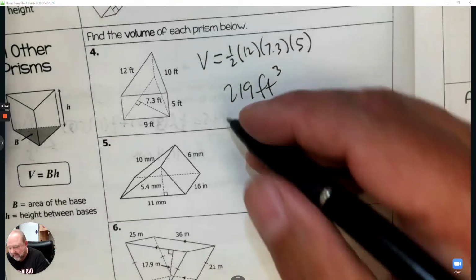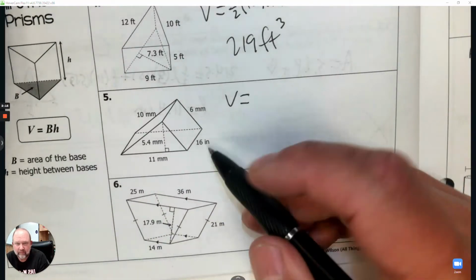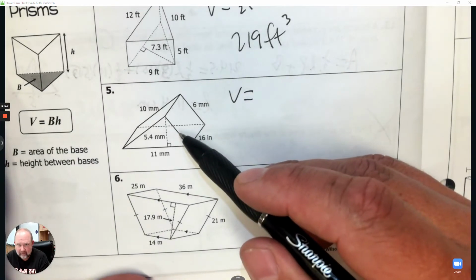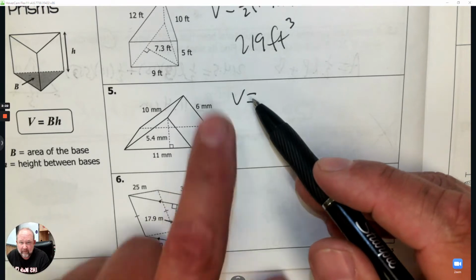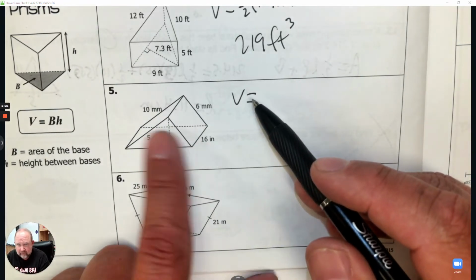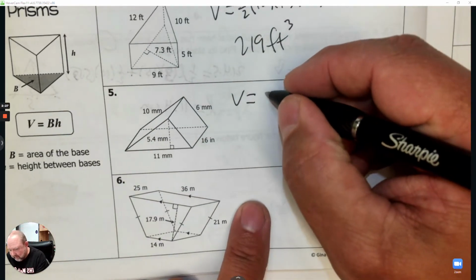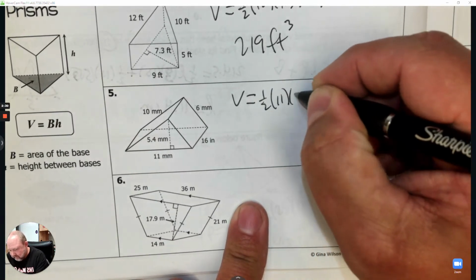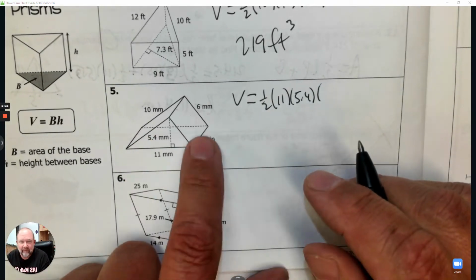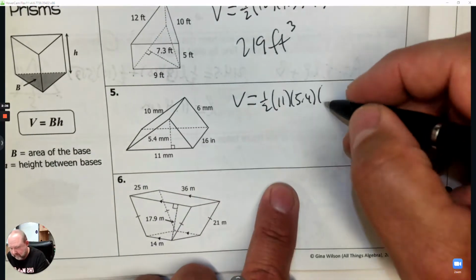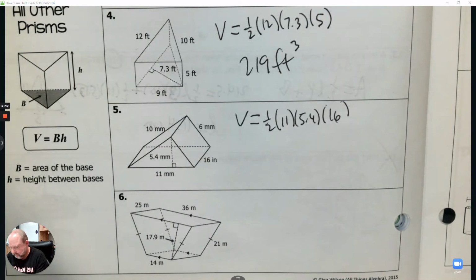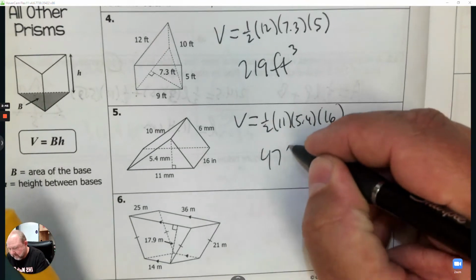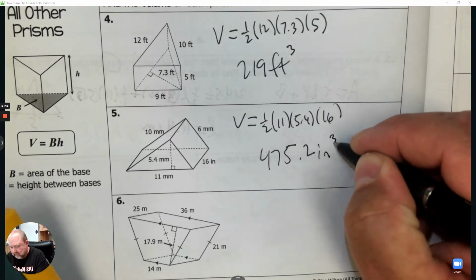So again, the area of the base. So for a prism, the base is the shape that's not a rectangle. If it is a rectangle, you're just multiplying the 3 dimensions together. So the shape that's not a rectangle is a triangle, so that's the prism it is. And so the area of the base, 1/2, 11 times 5.4. And then the distance between the two bases, which is 16. And that's it. I get 475.2, and that's inches cubed.